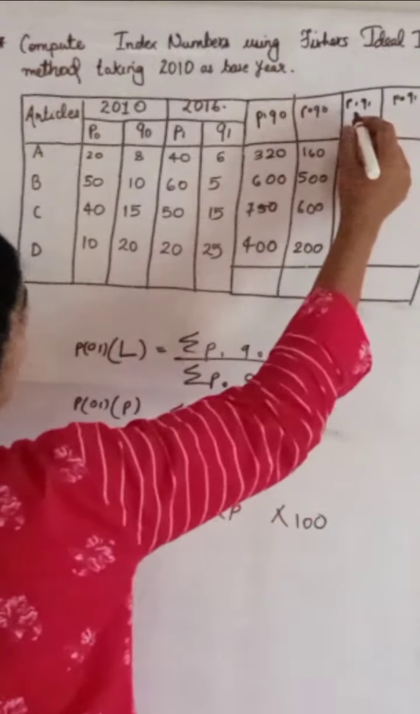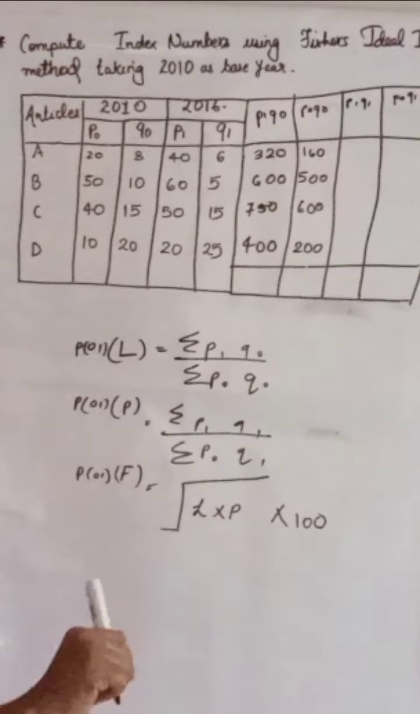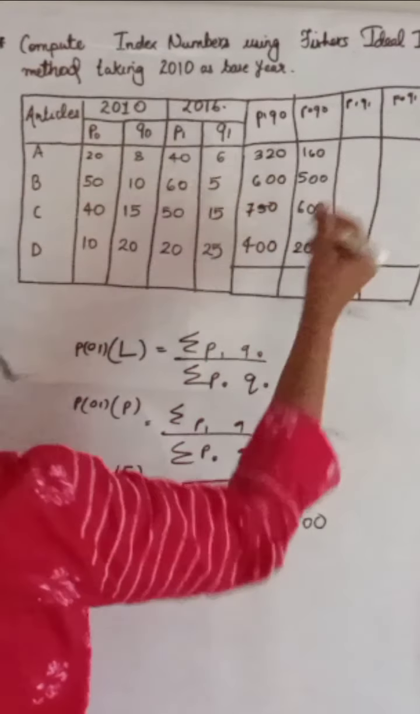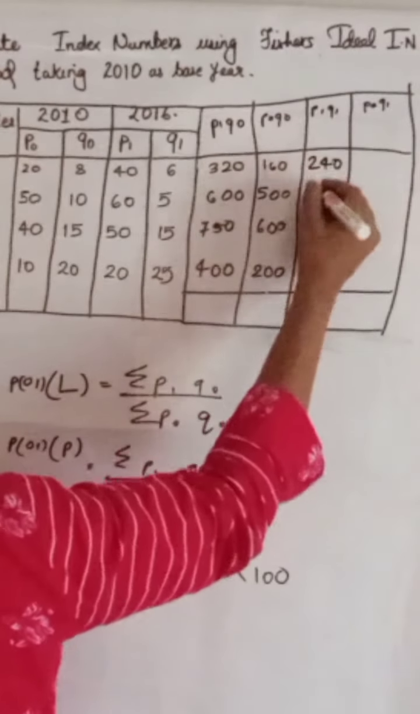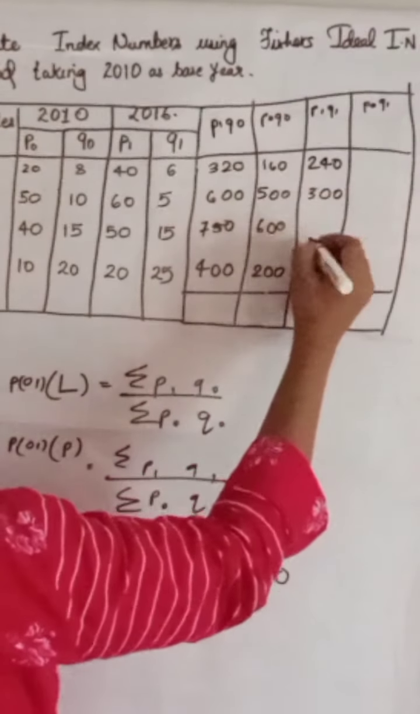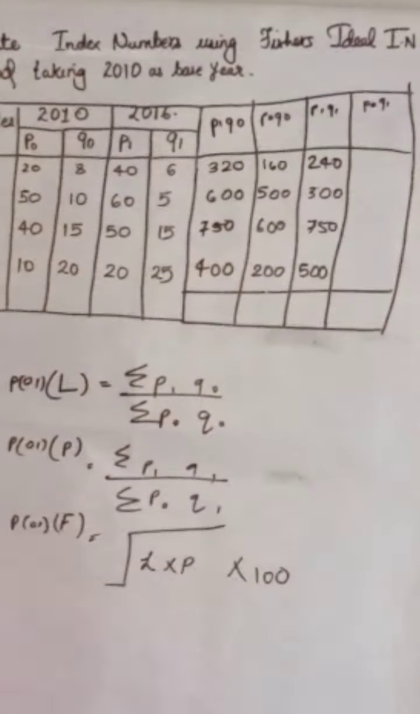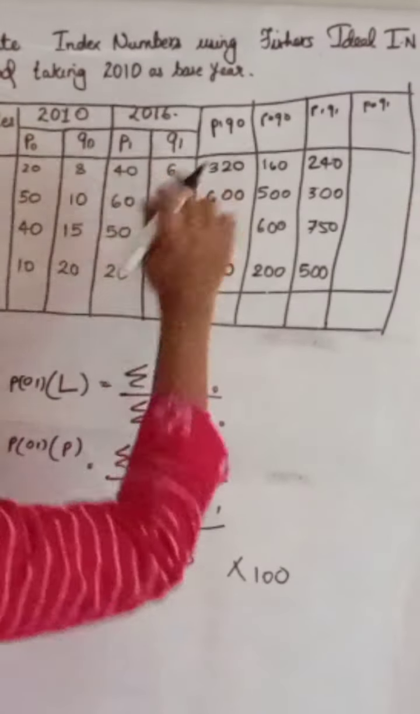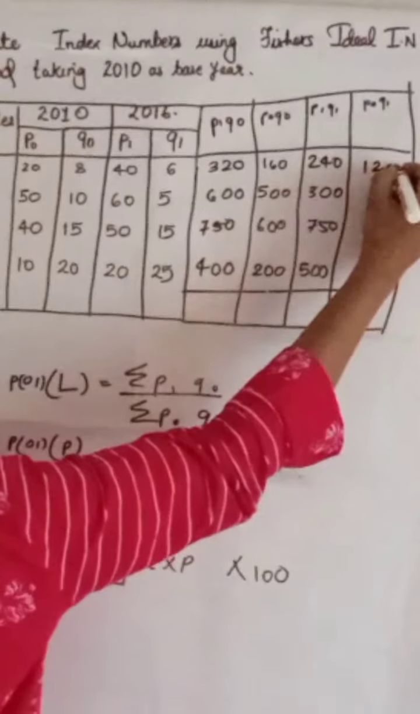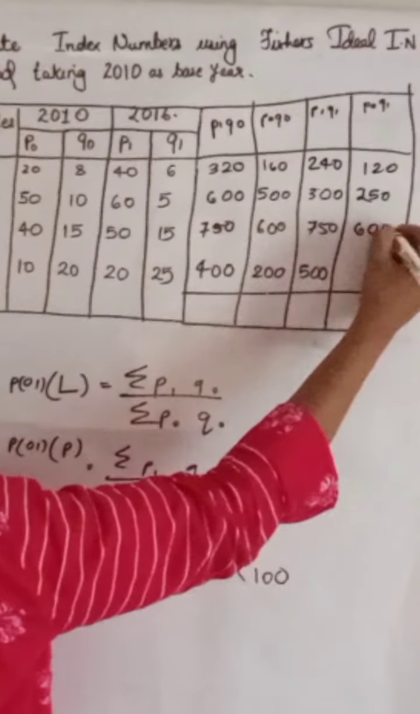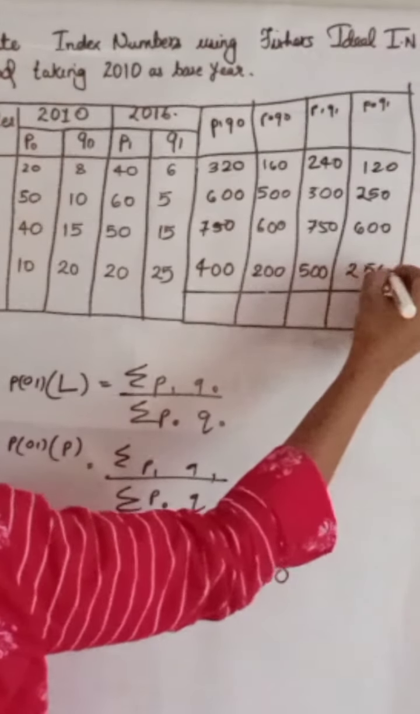The third column is to calculate the current year's prices and quantity, that is P1 and Q1. What is P1? What is Q1? Here 40 into 6, 240. Similarly, let's continue to multiply: 300, 750, 500. The last and final column is for our Paasche method, the denominator part, P0 into Q1. So 20 into 6, 120, 120, 250, 600 and 250.